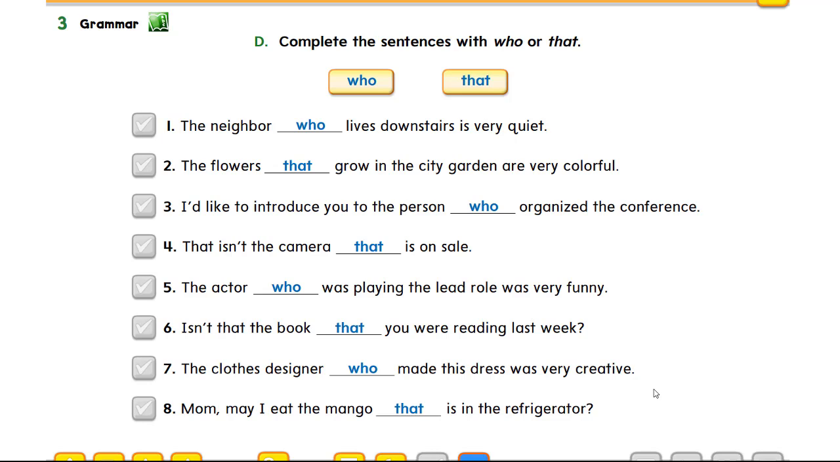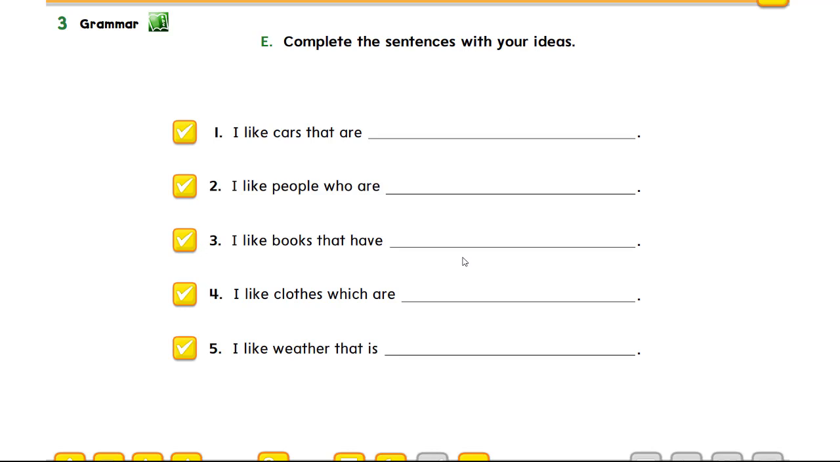Number 5. The actor, الممثل عاقل, who was playing the lead role was very funny. Number 6. Isn't that the book, book غير عاقل, that you were reading last week? Number 7. The clothes designer, designer مصمم عاقل, who made this dress was very creative. Number 8. Mom, may I eat the mango that is in the refrigerator? طبيعي كلمة that تصلح لجميع الإجابات، ولكن الأصح لو كنا نريد أن نستخدم which لغير العاقل، وwho للعاقل، ولكن that يمكن أن نخصصها لغير العاقل أكثر، لكنها تصلح للعاقل كذلك.